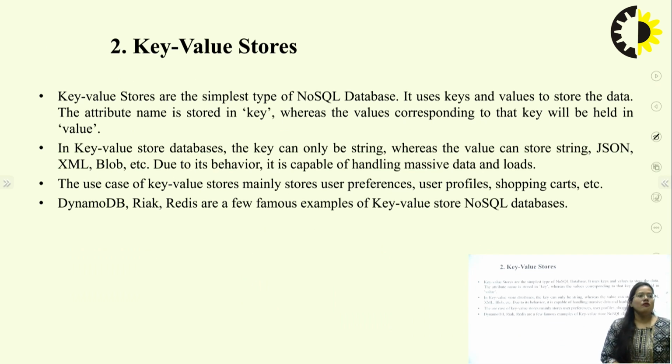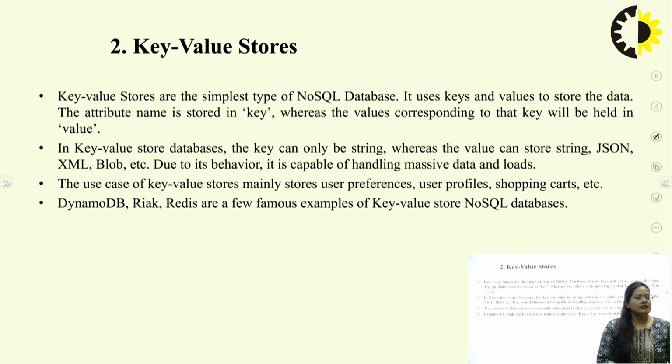Next is key value store. Key value stores are the simplest type of NoSQL database. It uses key and value to store the data. The attribute name is stored in the key, whereas the value corresponding to the key will be held in the value. In key value store databases, the key can be a string, whereas the value can be stored as string, JSON, XML and so on. Due to its behavior, it is capable of handling massive data and load. The use cases of key value store mainly are storing user preferences, user profiles, shopping carts and so on.